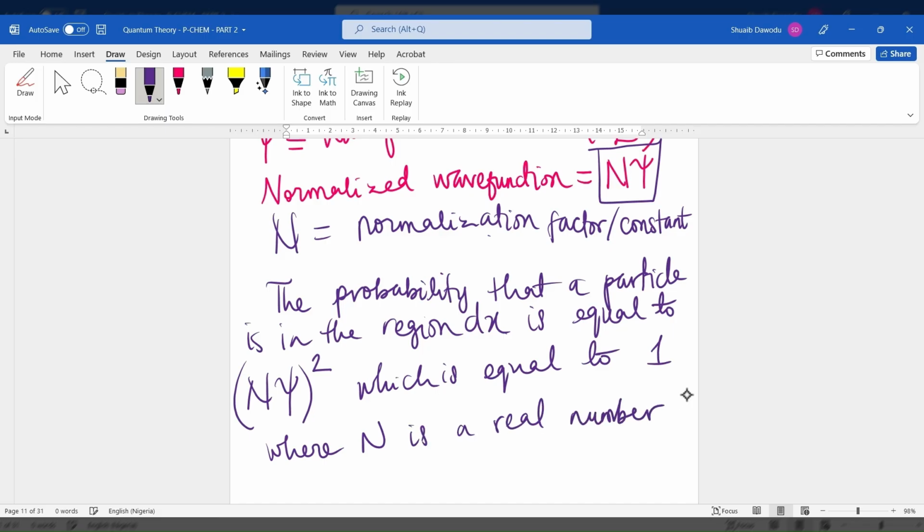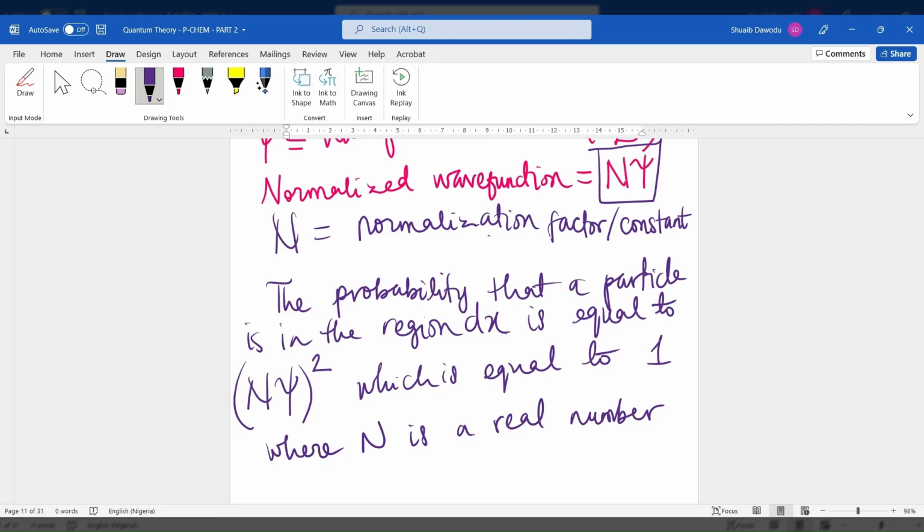This is a lot of information here. What this is just telling you is that the probability that a particle is in the region dx is equal to N times the wave function all squared, which is equal to 1. Think about it this way. Imagine I have been to 50 different countries in the entire world, and somebody is trying to locate me in those 50 countries. The probability of me being in one of those countries is 1, because there's only one of me. I cannot be in two places at once, just like a particle cannot be in two places at once. It can only be in one particular place at a time. So that is what this is saying.